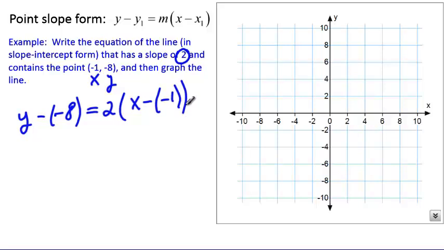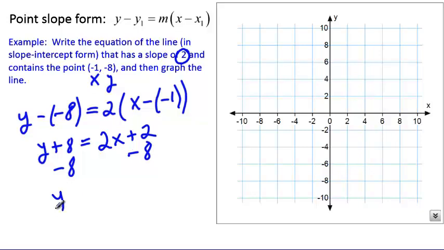So now it's a matter of simplifying and putting it into slope-intercept form. On the left, I get y plus 8. On the right, this is x plus 1 when I simplify that. So I get 2x plus 2. And lastly, I'm going to subtract 8 from both sides. And so I get y equals 2x minus 6.